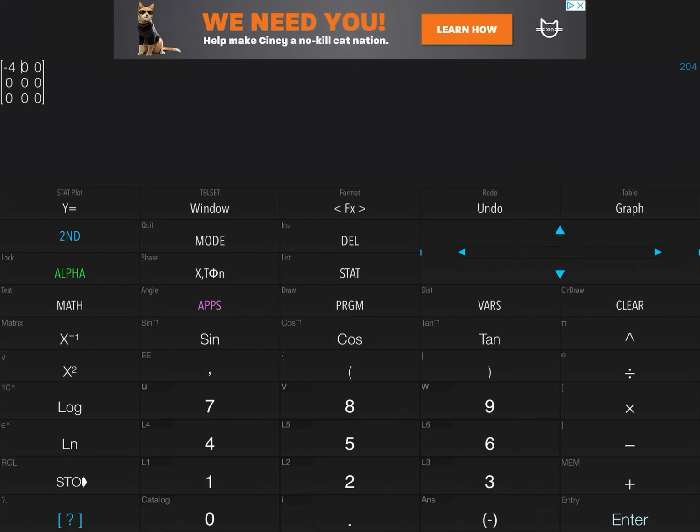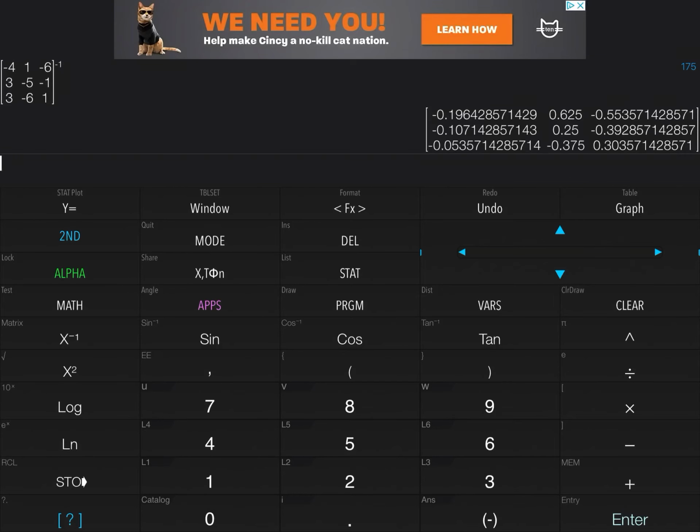So my first row was a -4, and then a 1, and then a -6. My second was a 3, a -5, and a -1. And my third row had 3, -6, and 1 in it. So I need to find the inverse of this matrix so that I can end up multiplying by it on both sides. So I'm going to plug that in.